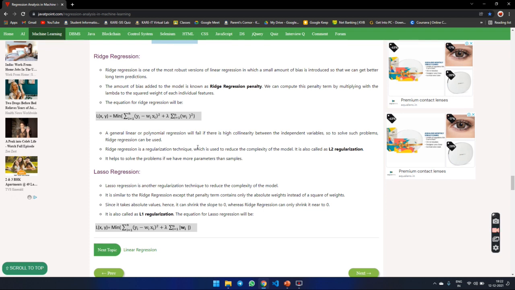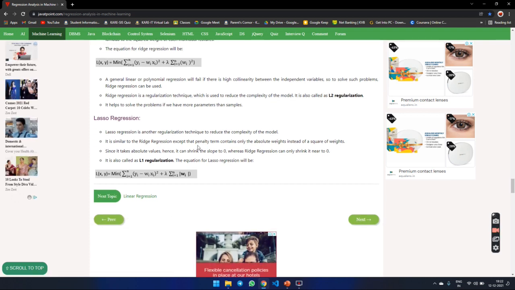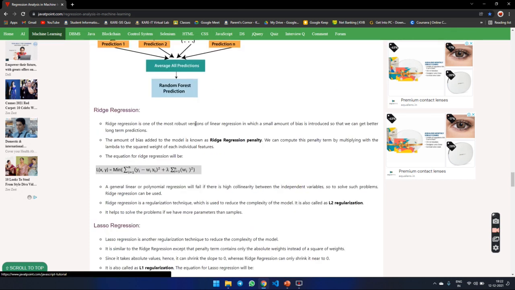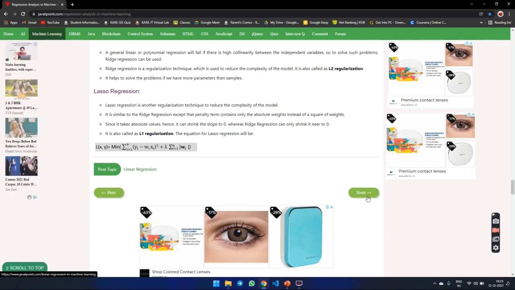In the equation of the lasso will be L(x, y) = minimum of the sum from i = 1 to n of (y_i − w_i x_i) whole square plus lambda times the sum from i = 1 to n of |w_i|. This is the squared term, and this is the normalization method. This is the difference between ridge regression and lasso regression.